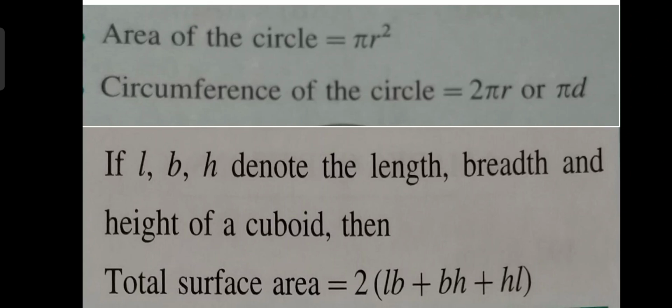The next formula that we are studying is of chapter number 16, that is surface area and volume. So students, if l, b, h denotes length, breadth and height of a cuboid, then total surface area is equal to 2 into (l + b + h)... Total surface area of a cuboid is equal to 2 into (lb + bh + hl). Okay. So this is how we can find out the total surface area of a cuboid.